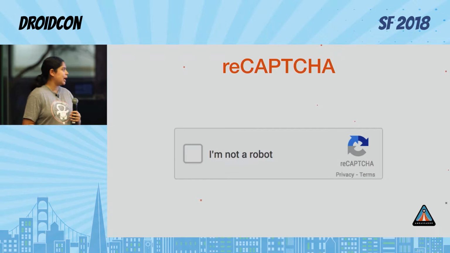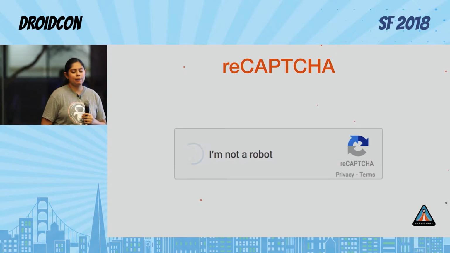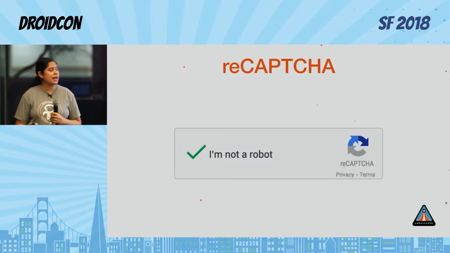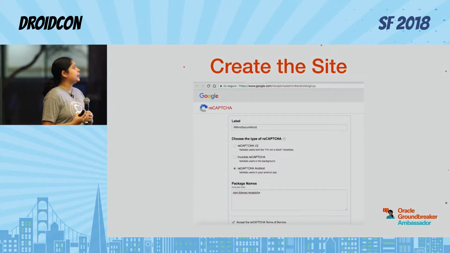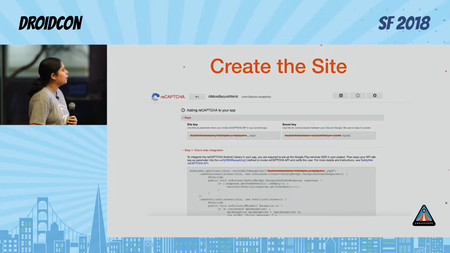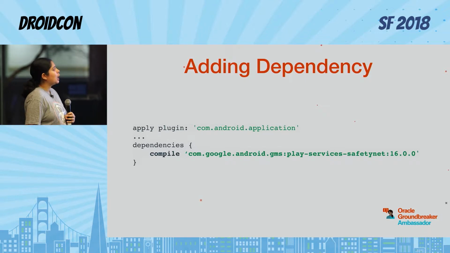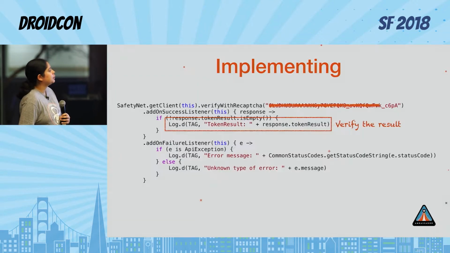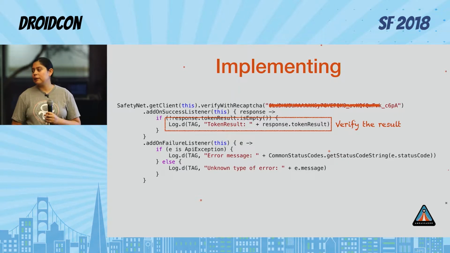reCAPTCHA is just that, as we see it on the web. I think all of us use it. For Android, it's really simple. We only need to create a site, define our package name for Android, and this will provide us a site key and a secret key, and the code that we only need to copy and paste into our application. And we need to add to our dependencies version 16 for right now, and this is the implementation, and here is where we verify that the reCAPTCHA works and this is a human, and we can do whatever we need.